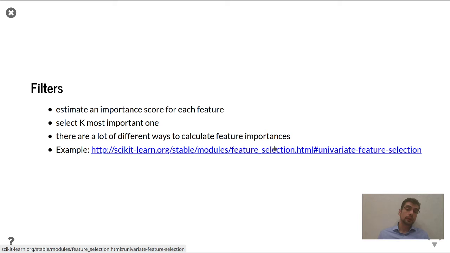How can we find these features? The simplest idea is that we can analyze these features one by one and calculate some quantity to estimate the quality or relevance of this particular feature. And then imagine that we calculated such a score, then we can just select key features with the highest scores. It's a very simple and very straightforward procedure. There are some examples in scikit-learn. You can follow the link and check.